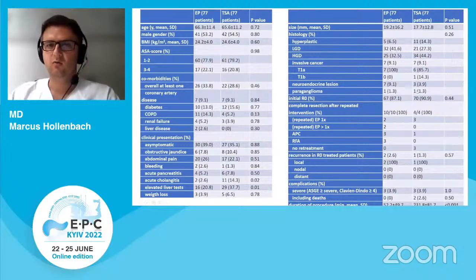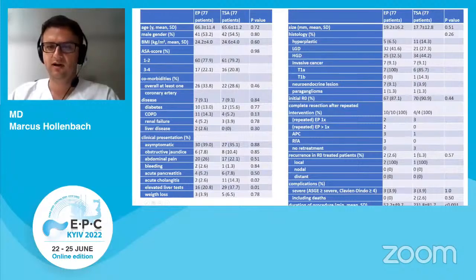And we also had some very rare lesions like neuroendocrine lesions and the paraganglioma. You can see here that the initial rate of complete resection, the R0 rate, is quite comparable between the EP and the TSA group, about 87 and 90%, which is quite optimal. And even in the patients that received R1 resection, in a repeated intervention we were able to increase the rate of complete resection to 100%.